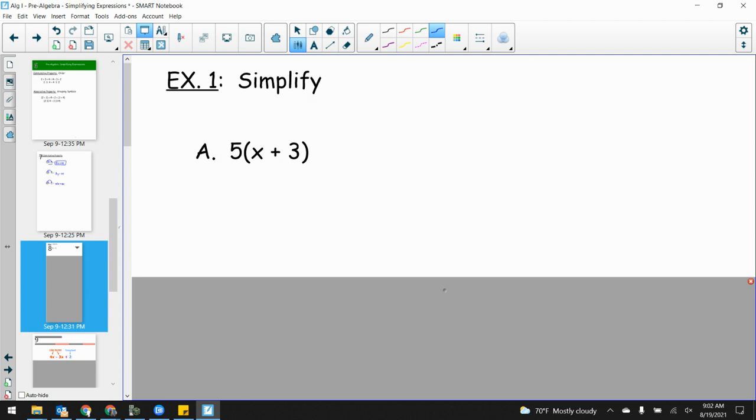All right, we see example 1a here. 5 times the quantity x plus 3. All right, let's distribute it in. Well, this would be 5 times x is 5x. 5 times 3 is 15. Right? 5 times x is 5x. 5 times 3 is 15.